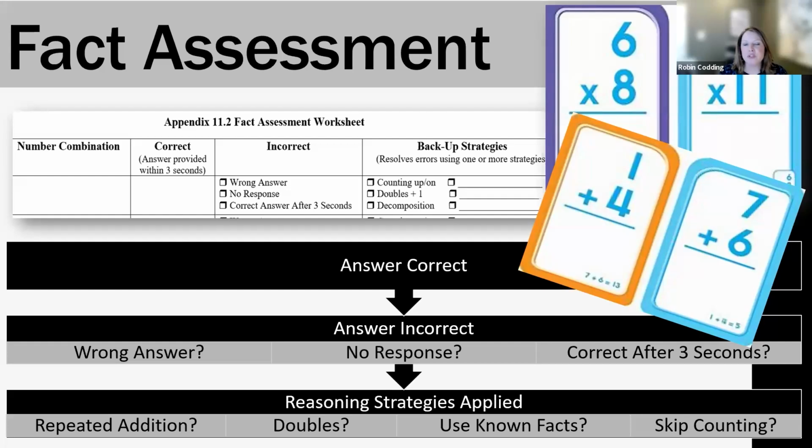And then can they resolve an error that they made using a number line, counting on or up, using a decomposition strategy, or using a doubles plus one strategy? So at both what their answer was, as well as if their answer was incorrect, how was it incorrect? We can also think about, again, that repeated addition, doubles, using known facts, or skip counting. Did I apply any of those strategies in order to try to correct it? So that gives us a notion of what kinds of facts are missing, and how and why they are missing. So it gives us, again, a deeper dive into what is happening with students' performance.